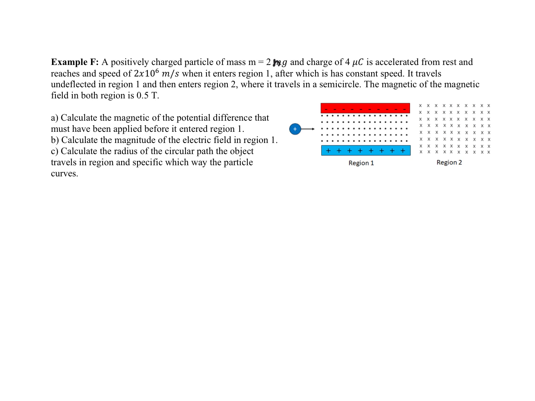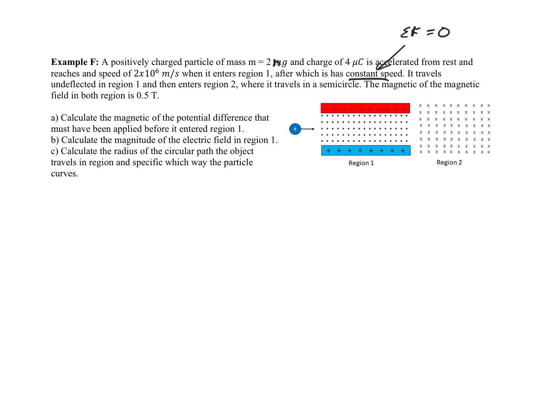Charge of microcoulombs accelerated from rest reaches a speed of 2 times 10 to the 6th when it enters region 1, after which it has a constant speed. If it has a constant speed, what does that mean? That means all the forces acting on it cancel out. That whole constant speed thing means that the net force equals 0, doesn't it? That tells us it's undeflected. And now it nicely tells us that in the next line.